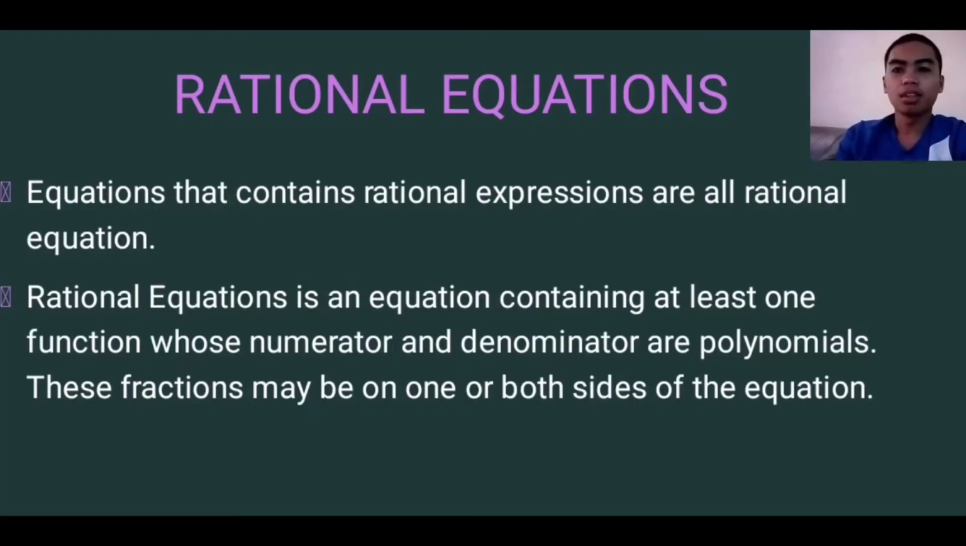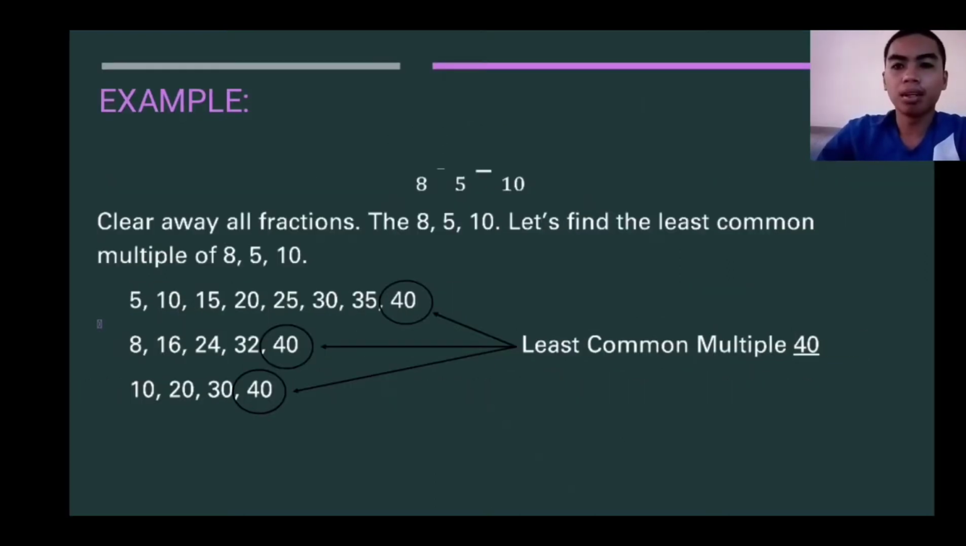Rational equation. Equations that contain rational expressions are all rational equations. A rational equation is an equation containing at least one function whose numerator and denominator are polynomials. These fractions may be on one or both sides of the equation. Example: 5 over 8 minus 3 over 5 equals x over 10.